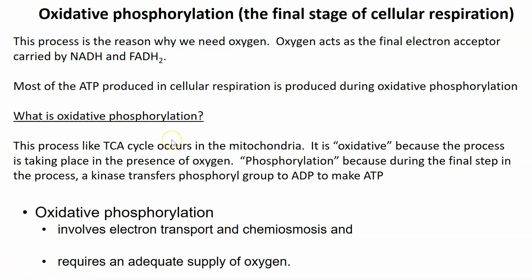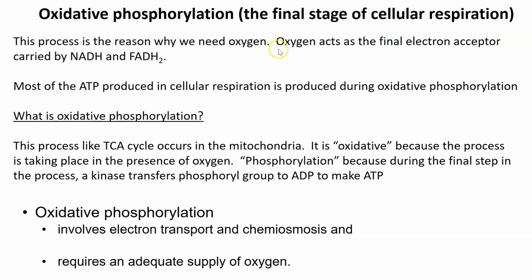Okay, so this then brings us to the last stage, the last pathway, if you like: the oxidative phosphorylation pathway. Now, this is the reason why we need oxygen, why we breathe in oxygen. If you don't have enough oxygen in the system, this pathway gets blocked. It gets backlogged, and we can't produce ATP. It doesn't quite come to a halt, but it definitely slows down.